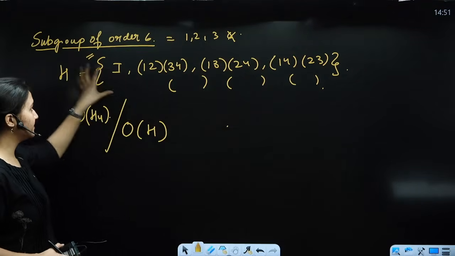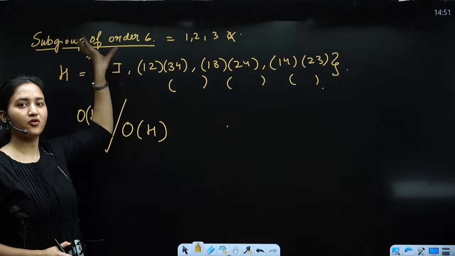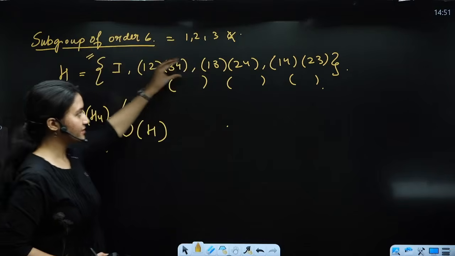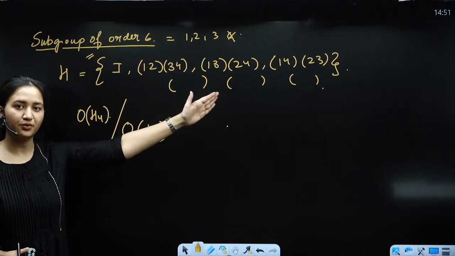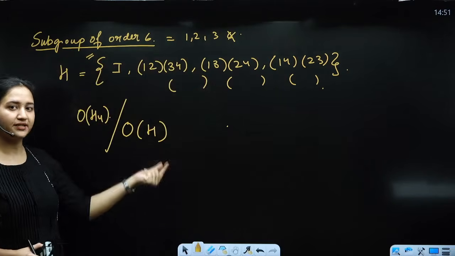So if this subgroup is forming a subgroup of order 6, then this is going to be a subgroup of it, right? And if H4 is a subgroup of this group, then it must divide the order of this group.